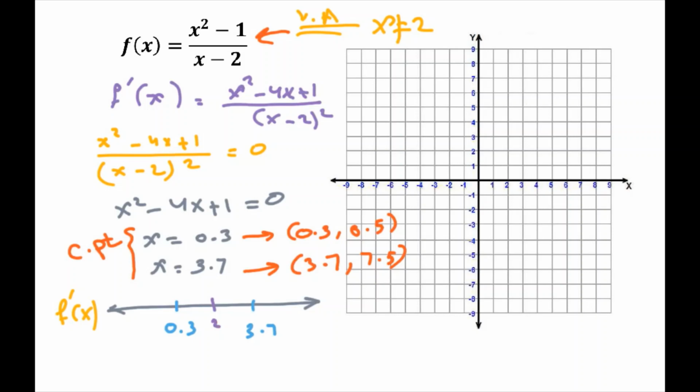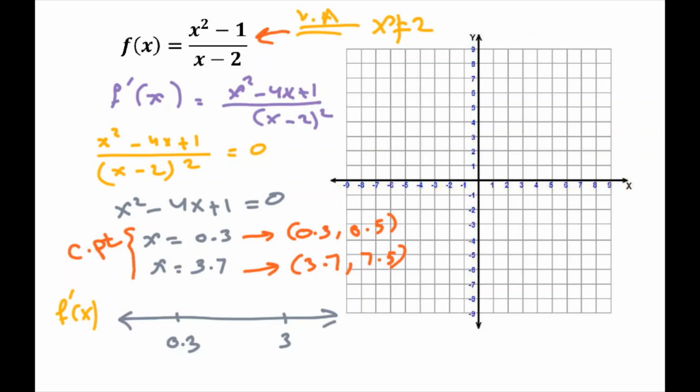Okay, so let me just draw this again. So 0.3, 3.7, and 2. Now we will study the sign before 0.3. You can try 0. You will get positive. Between 0.3 and 2, negative. Between 2 and 3.7, negative, and then positive. So that means the function was increasing and then decreases.